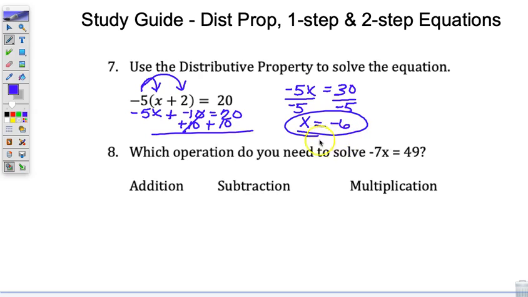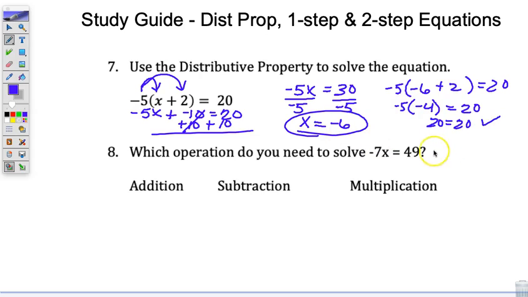Again, on these problems, please make sure you go back and plug it in. So if we substitute -6 in for x, we will have the following equation. And if we go ahead and follow the steps, -6 plus 2 is a -4. -4 times -5 is in fact equal to 20. So we did come up with our correct answer of -6.